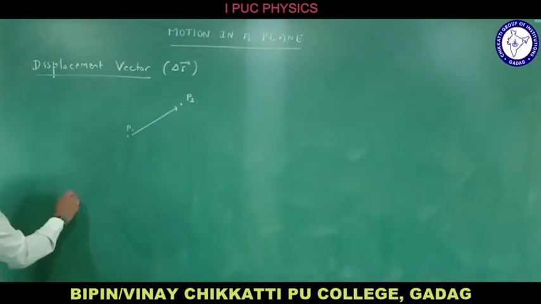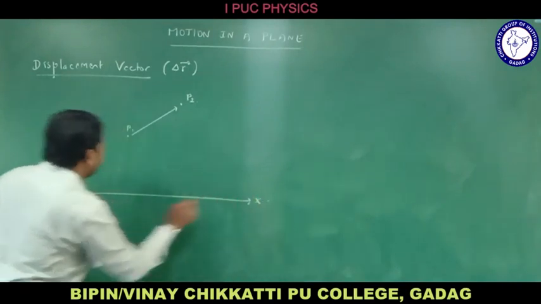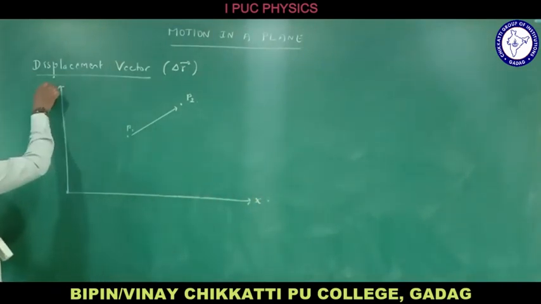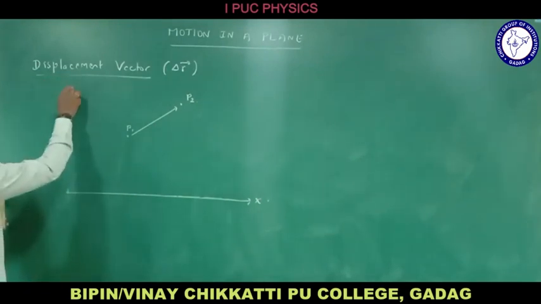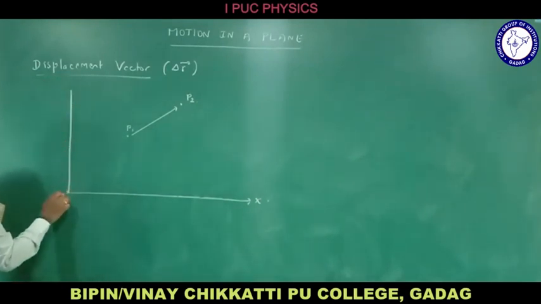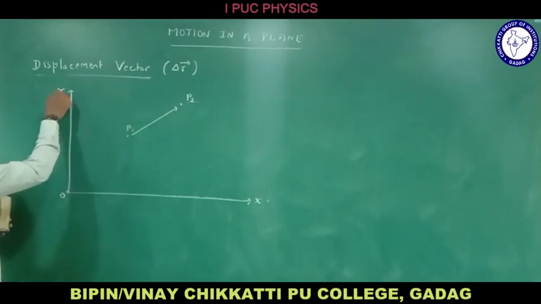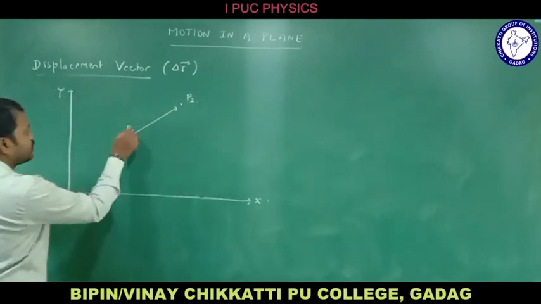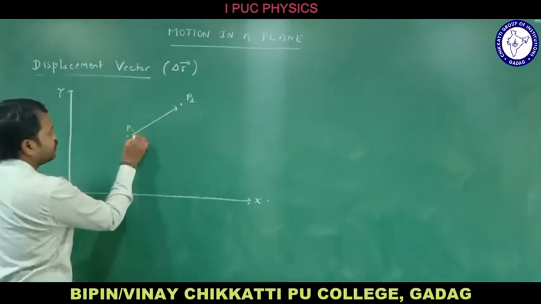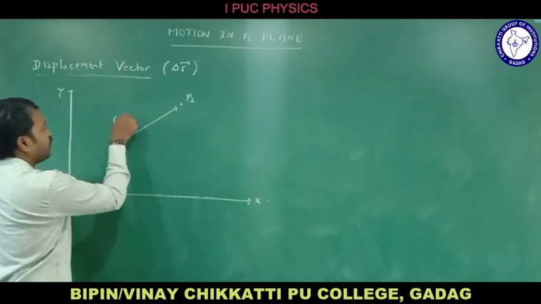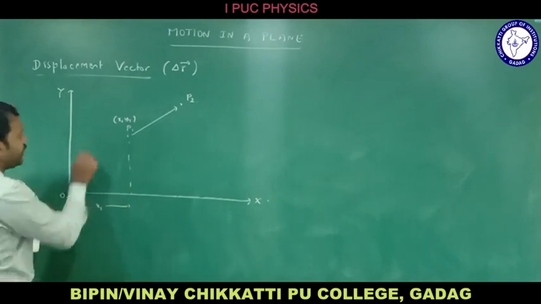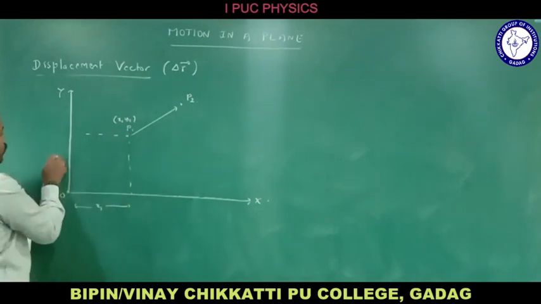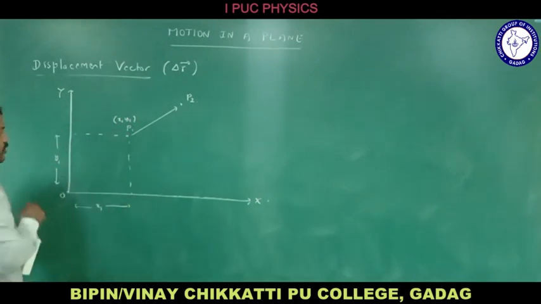Let me express this along the x-axis, and this is along the y-axis. I have already told you how to express the position. Position can be expressed in terms of coordinates. This is the y coordinate. What is this P1? Let me take this P1 as x1, y1. This is at a distance x1 here, and this is at a distance y1 here.